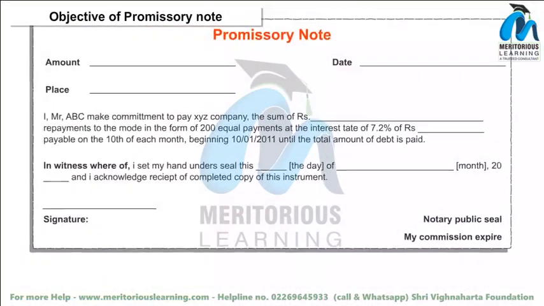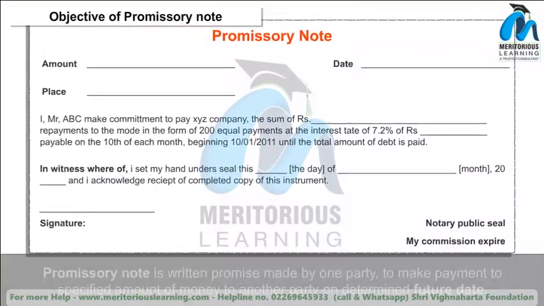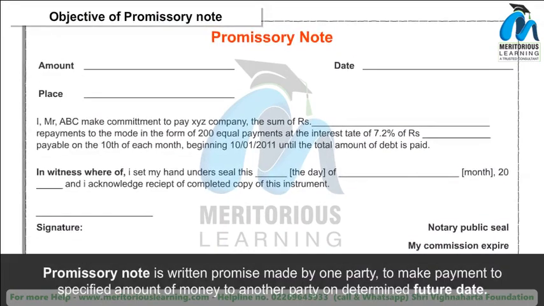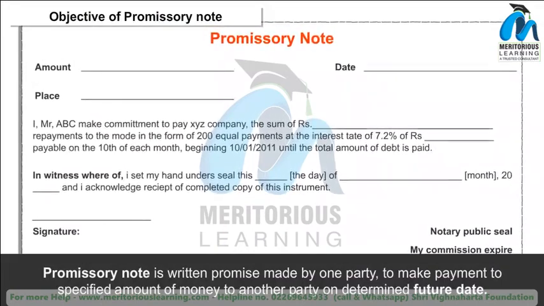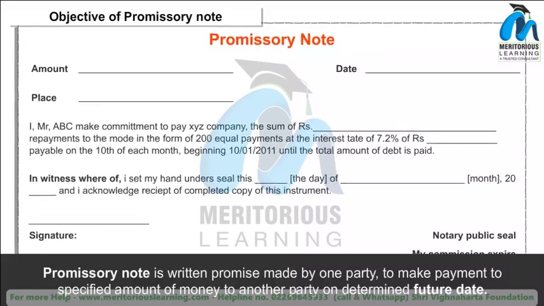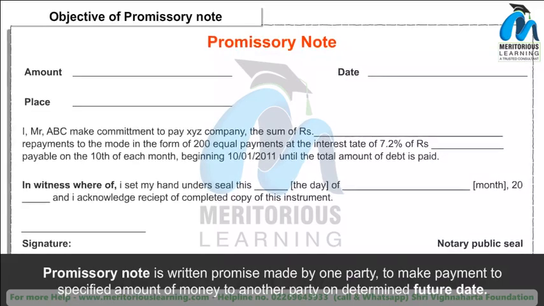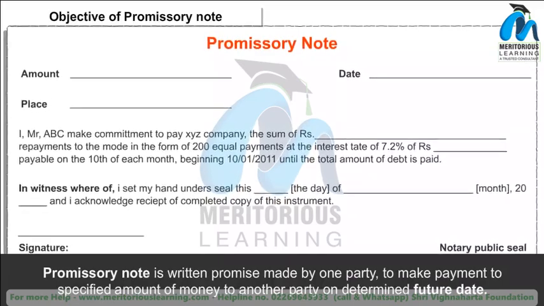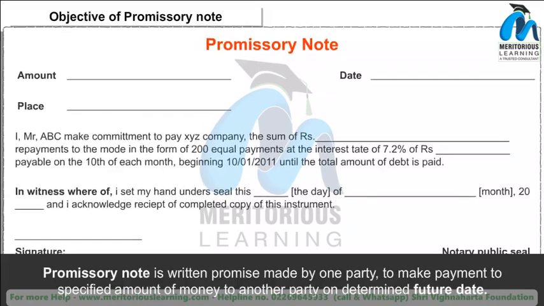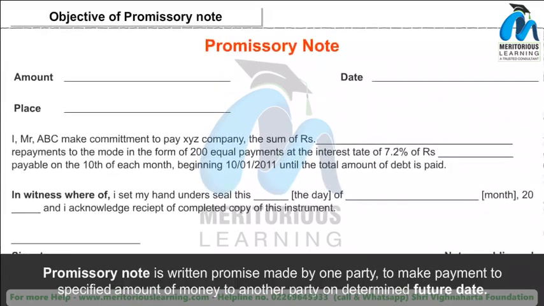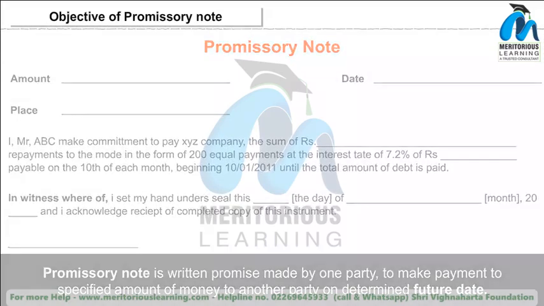Objective of promissory note. A promissory note is a written promise made by one party to make payment of a specified amount of money to another party on demand or on a determined future date. A promissory note, as a valid document, should meet the following requirements.